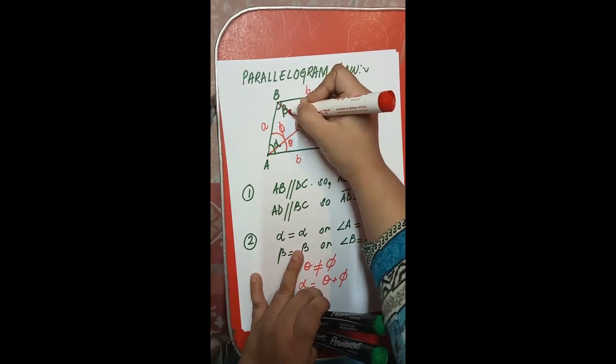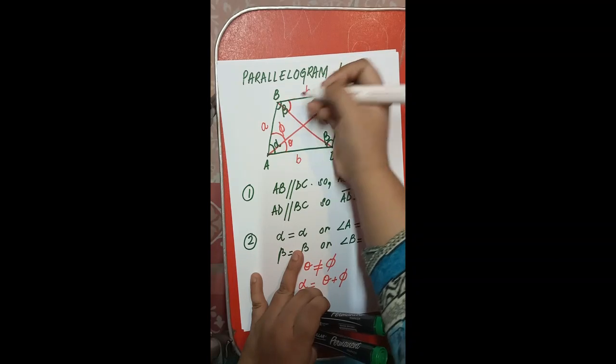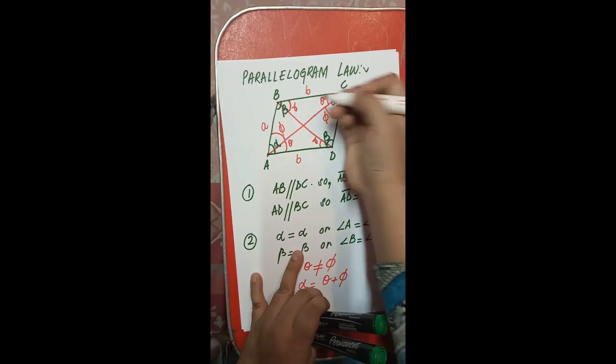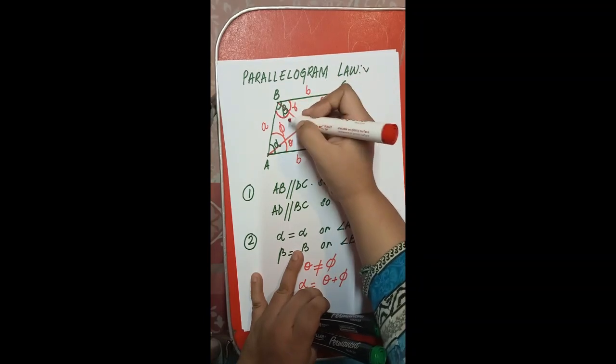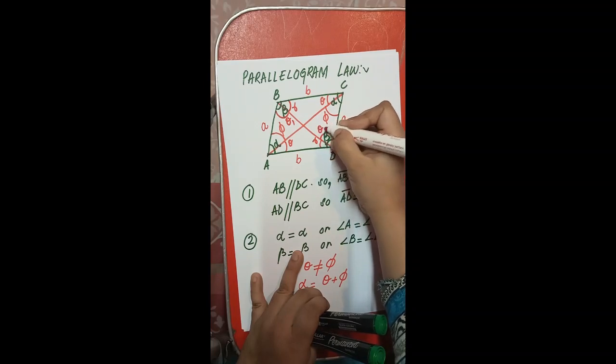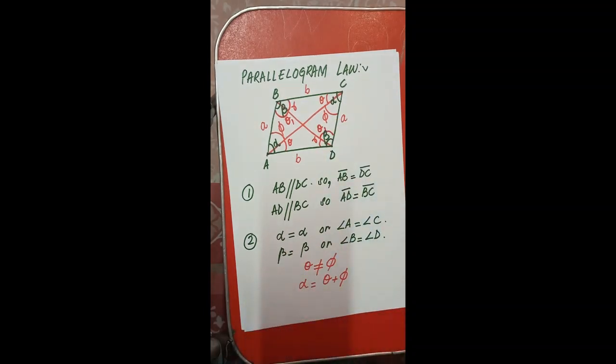For example, if this angle I am going to take as gamma, then this angle will also be gamma. And if this is theta 1, then this angle is also theta 1. The same thing goes with that.